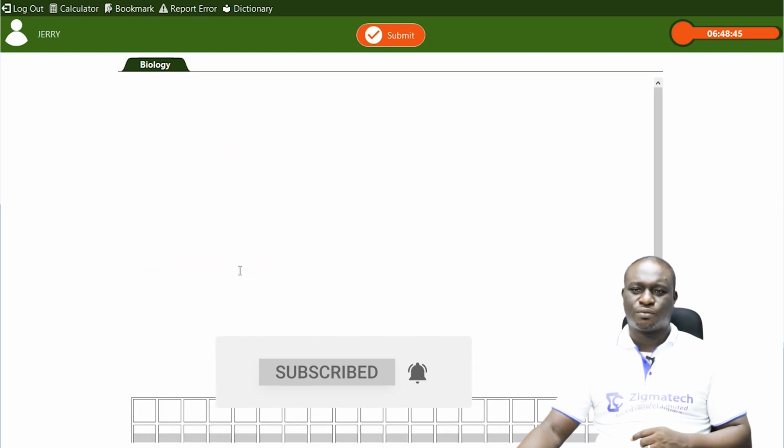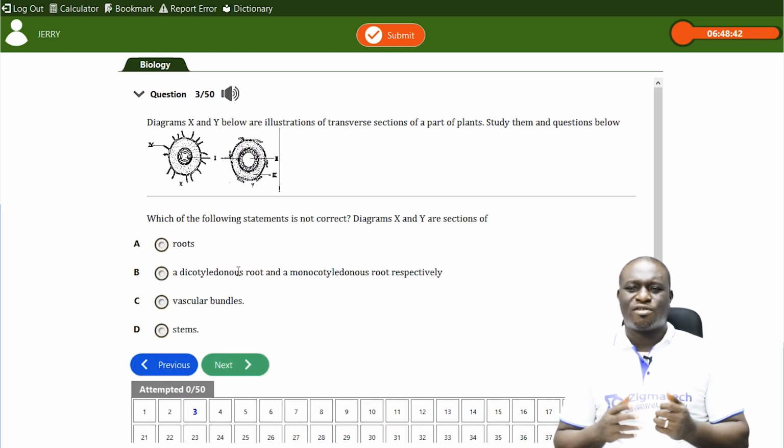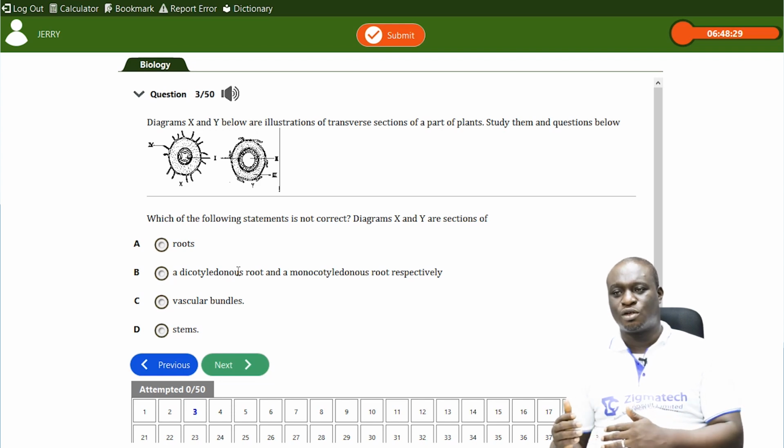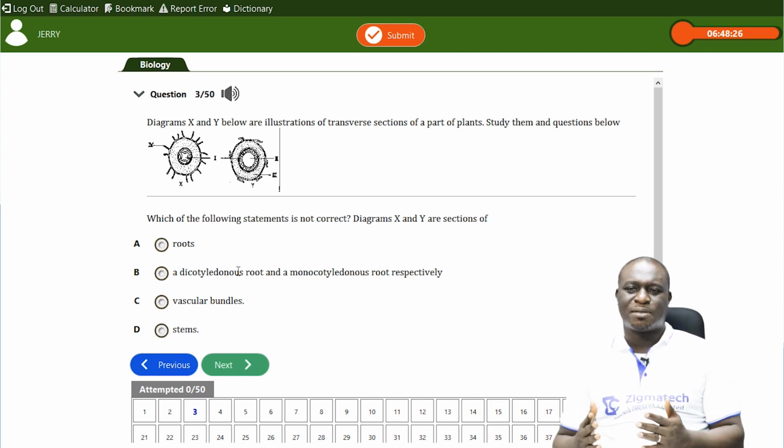Now moving to the next question. We have the diagram X and Y. Below are illustrations of transverse sections of a part of plants. They said study them and answer the questions below. If you look at that particular question, there is a diagram given there. The question says, which of the following statements is not correct? Diagram X and Y are sections of.